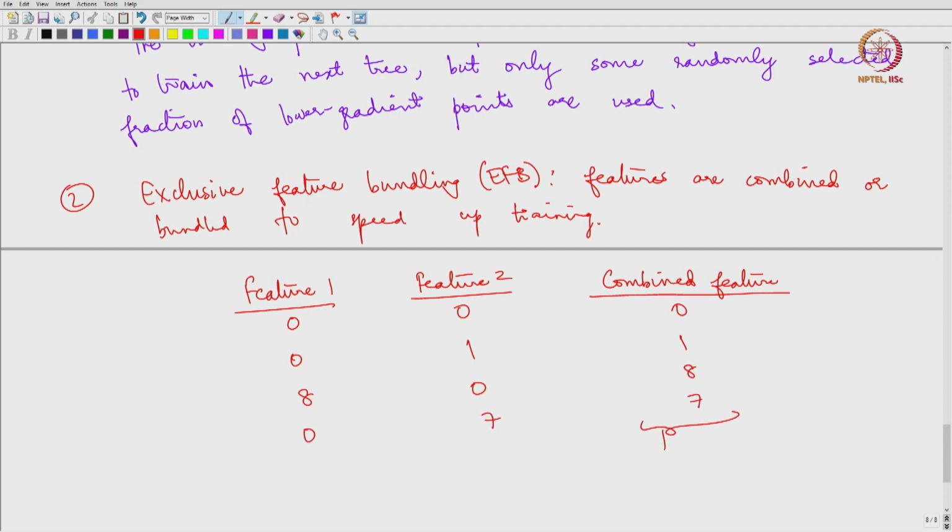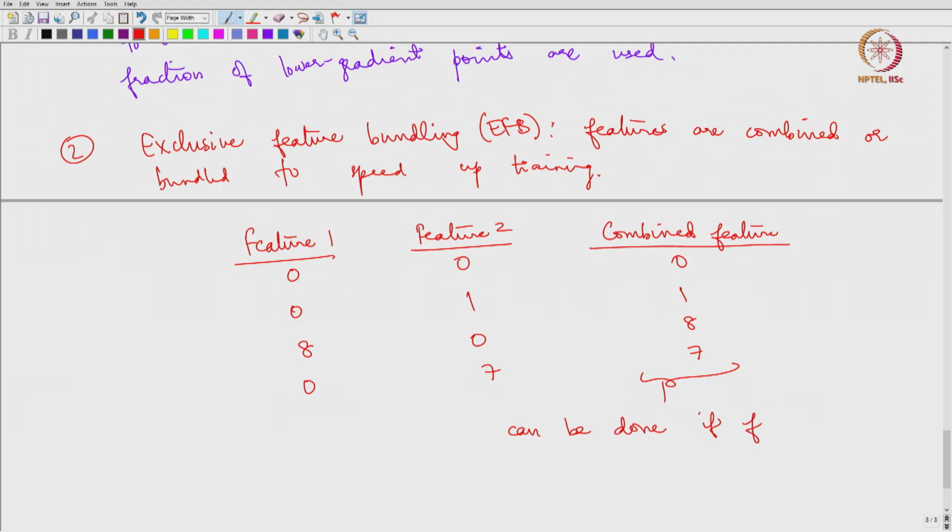So, this can be done if features are exclusive, meaning they do not take non-zero values both at the same time, right. So, this can only be done for features that are exclusive of each other. So, that is why it is called exclusive feature bundling, EFB. Okay. And this really can speed up your training procedure by a lot, right.